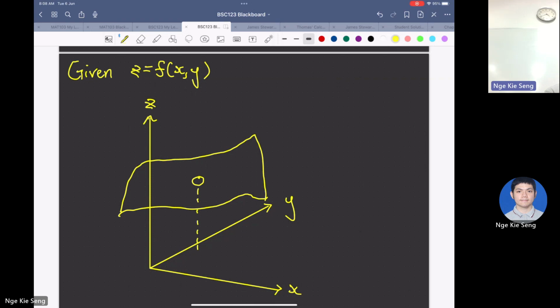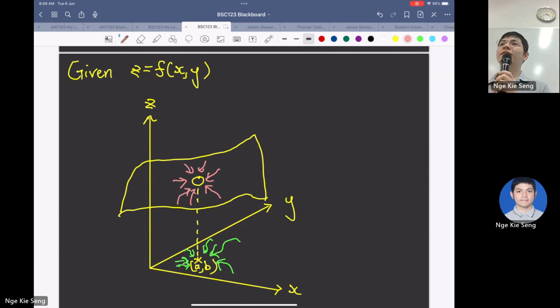Let's look at the limit at this point, (a, b). What's the limit of the value of f at this point? So we look at the behavior of the value of f, how it approaches. How do you decide a limit doesn't exist? As long as you find two paths, that is enough. At least two paths with different limits, then the limit doesn't exist.